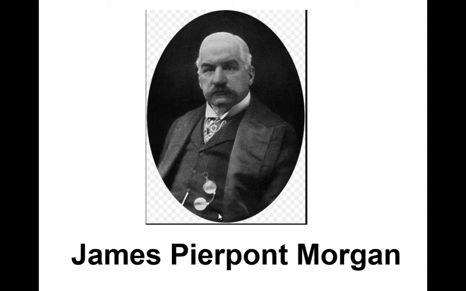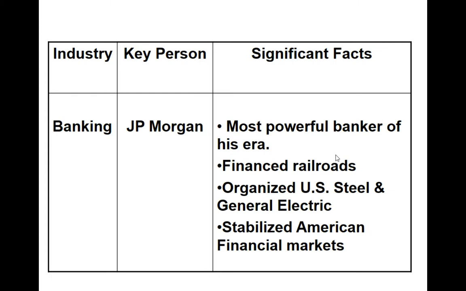There are times in this time frame of history that he loans money to America. They go to him for money. The haves and the have-nots, he was definitely one of the haves in a very small group of individuals. For this one, you're going to write most powerful banker of his era. He financed railroads. He organized U.S. Steel and General Electric, what you know as GE. He stabilized American financial markets.